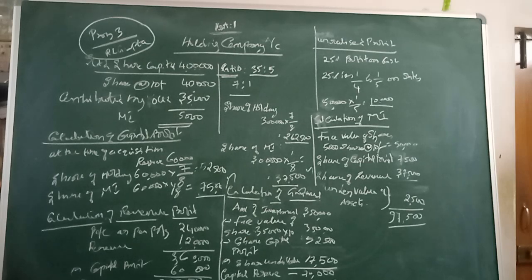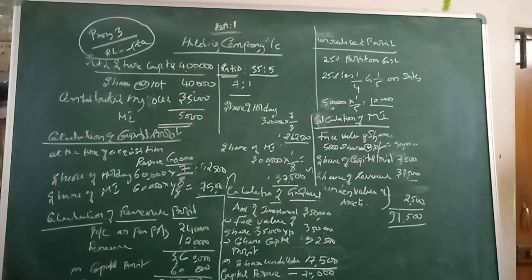Then next one is, what is the minority interest? What amount of minority interest we have to show? Face value, total shares is 40,000. Share contributed by the holding company is 35,000. Balance of the shares is contributed by the minority, that is others. That comes to 5,000 shares.